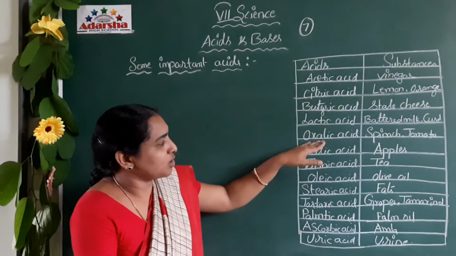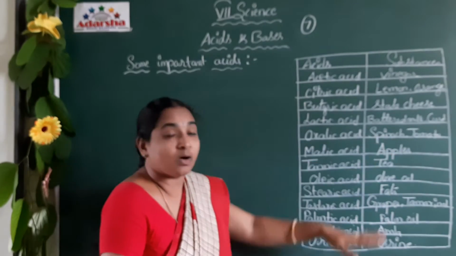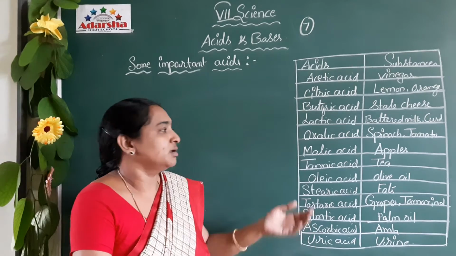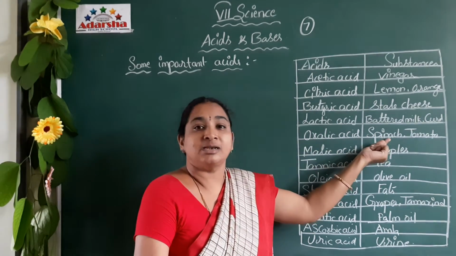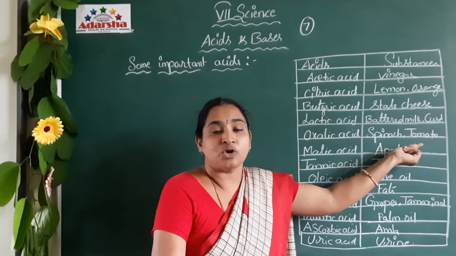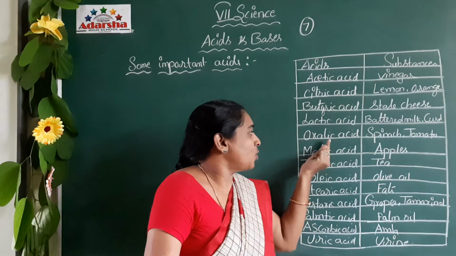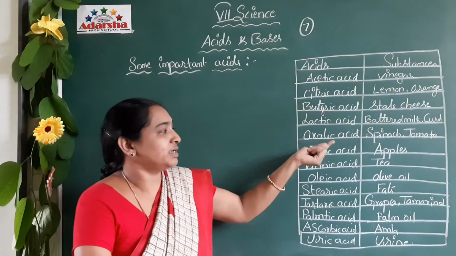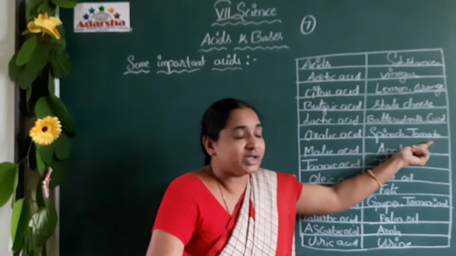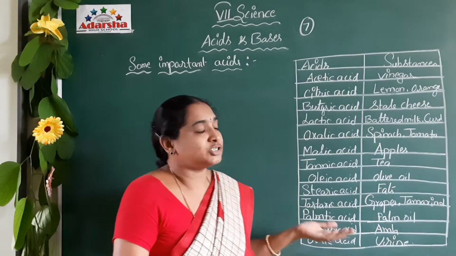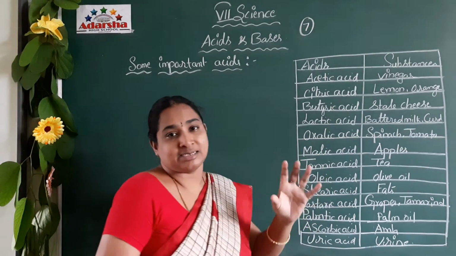And the next one is oxalic acid. What is this? OXALIC, oxalic acid. Pronounce it as oxalic acid. Spinach, a leafy vegetable, and then tomato, antioxidants, these two are. Understood? So, oxalic acid. Where do we find this oxalic acid? We will find it in spinach and tomato. Understood? Oxalic acid.